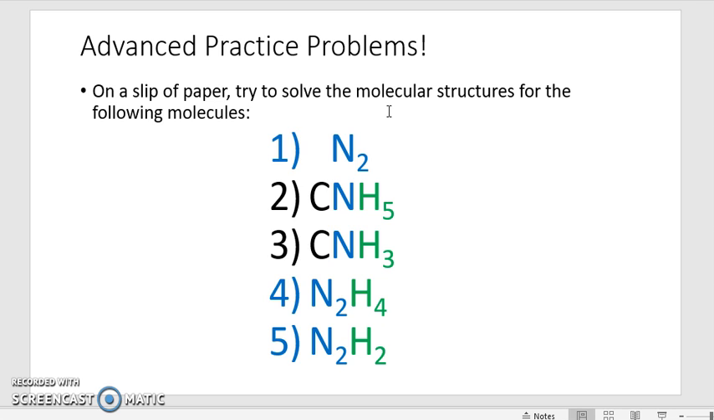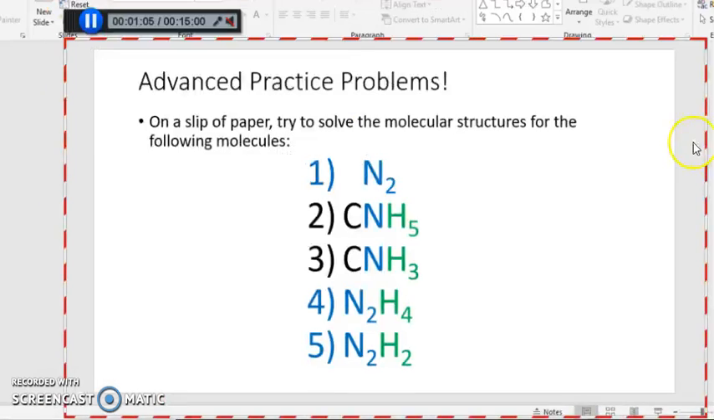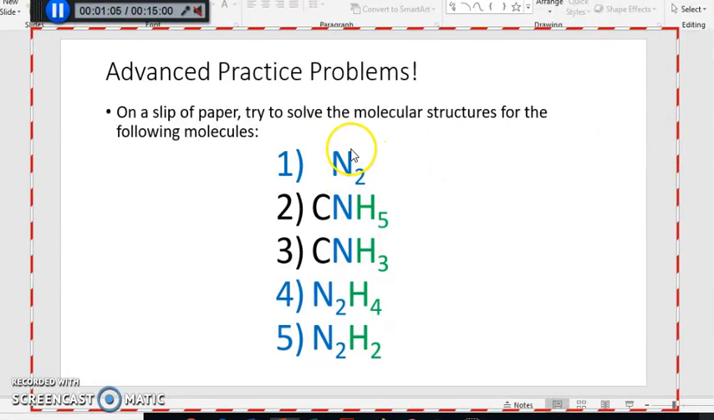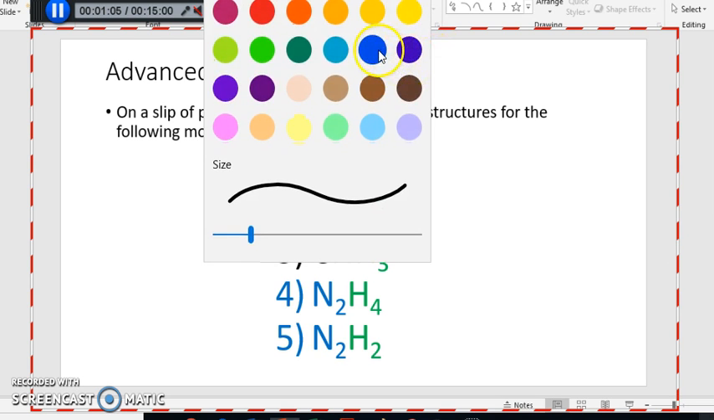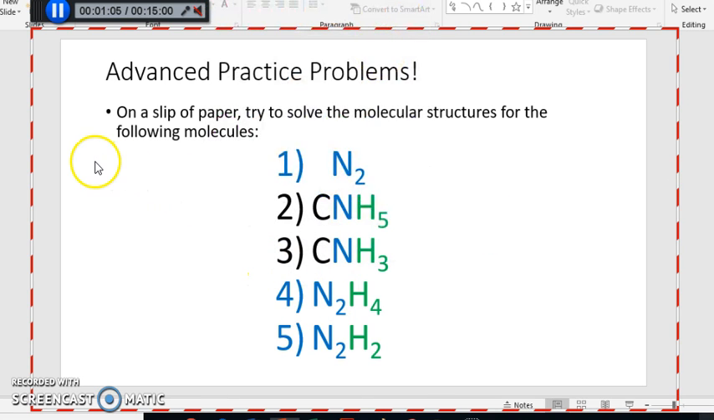Okay, so hopefully you have paused the video and given these each a good college try. I'll go through and show you what I would do. How would I go through trying to solve these? The first one is one of the simplest molecules you can have. It's just two atoms next to each other. We'll choose a nice pretty blue for nitrogen, and so I've got one nitrogen next to another nitrogen.